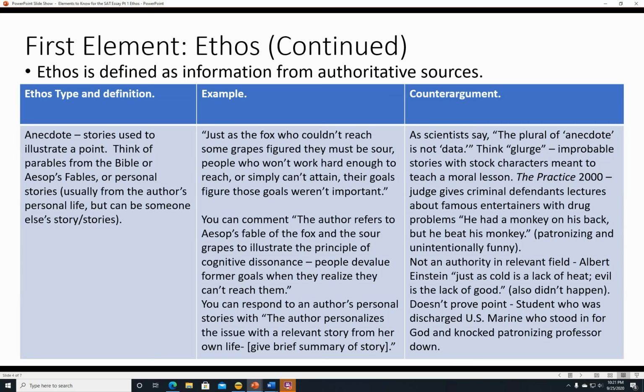So the counter argument to this is, the plural of anecdote is not data. If you tell a bunch of stories, it's not as good as having solid quantitative data, controlled studies, etc. So you can think glurge. Glurge is a bunch of improbable stories with stock characters meant to teach a moral lesson.